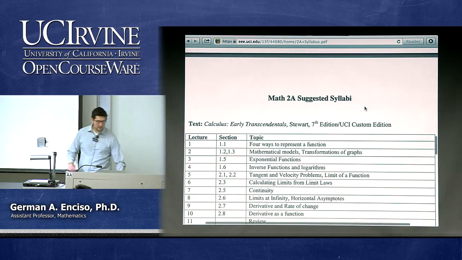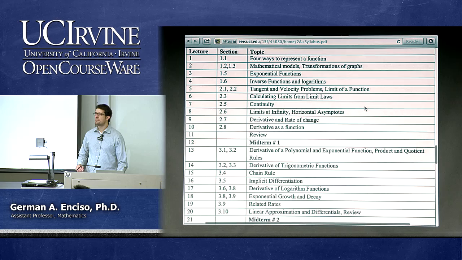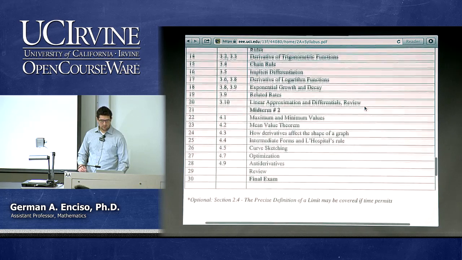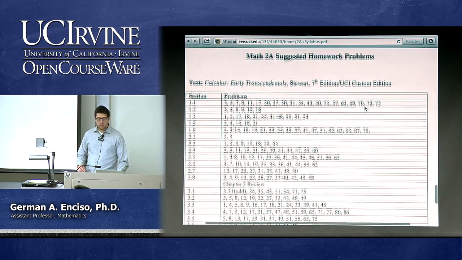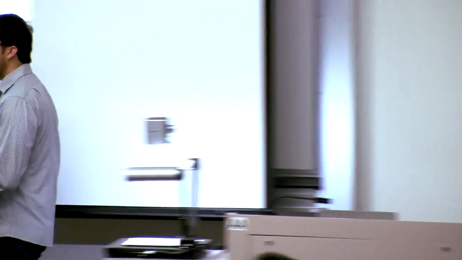And that's it. Actually, these are the sections we're going to cover every day from the book. These are the suggested homework problems. And that's it. That's the syllabus.